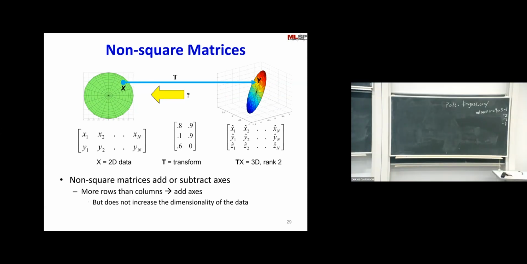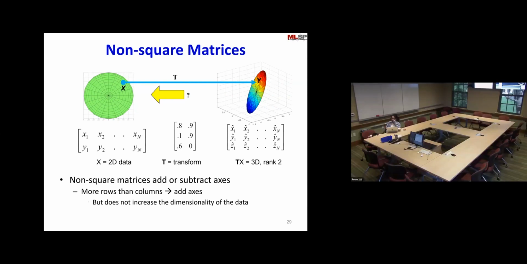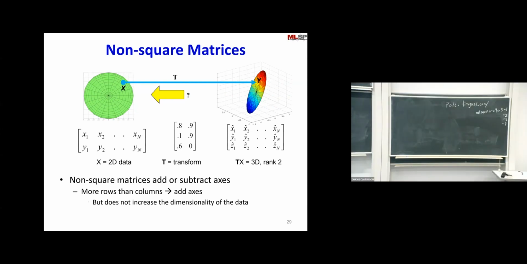Yes. Yes? Are you sure? Yeah. Yes. You didn't lose any information. Pardon me? You didn't lose any information. Does every point in the 3D space have a corresponding pre-image? Yes. No. Yes. Does it? No.